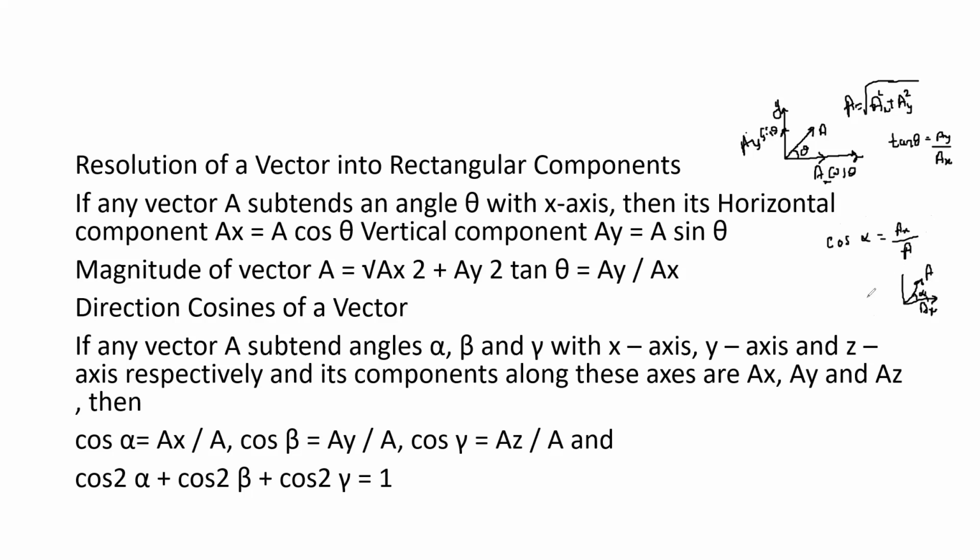And we have one more relation, that is cos squared alpha plus cos squared beta plus cos squared gamma is equal to 1. This is the relation which you can derive by using the trigonometric identity. Okay, so I hope this is clear to you, that is, how we can resolve a vector into its components.